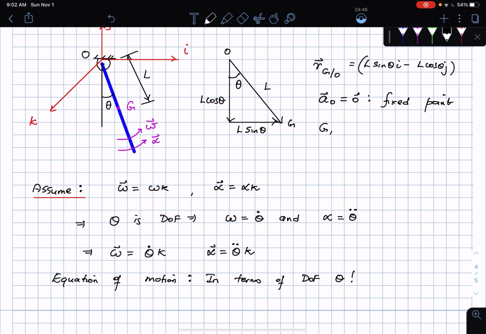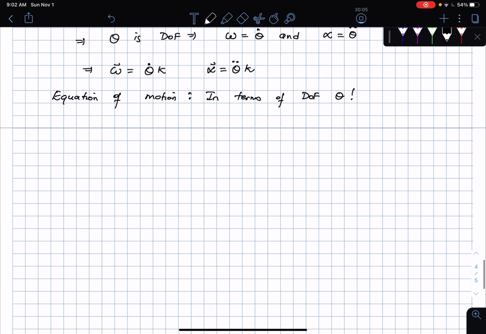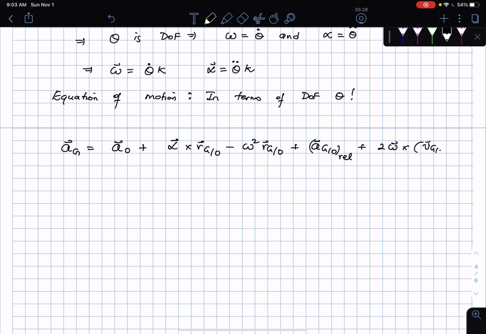Point G and O are on the same body, which means that the relative velocity terms are 0, and relative acceleration terms are also 0. So I first relate the acceleration of G to the acceleration of O. Let me do that. I bring in my regular kinematics, acceleration of G, and this is typically how I start off all my problems. I always do the kinematics first. This is acceleration of O, alpha cross r G/O, minus omega squared r G/O, and then all these relative terms will cancel off. So all those terms will be gone, acceleration of O is also gone.